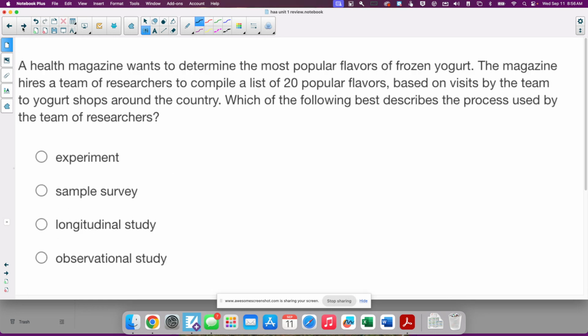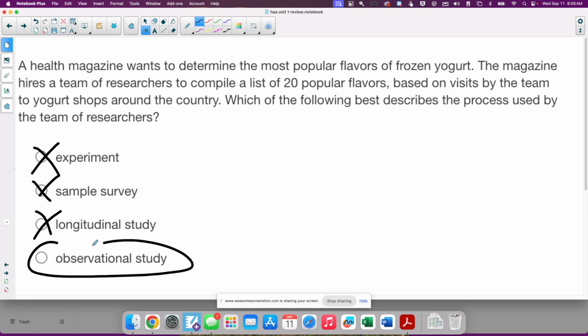All right, next one. Okay, Health Magazine. They want to compile a list of 20 popular flavors of frozen yogurt. The teams visited the shops around the country. Okay, they did not put any treatments on anybody. Here's the interesting part. They actually didn't talk to anybody. All they did was go to the shops, and it wasn't long term. So in this case, it is an observational study. Unless they are actually asking somebody, then it cannot be a survey.